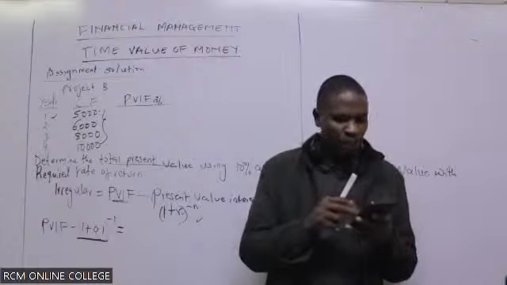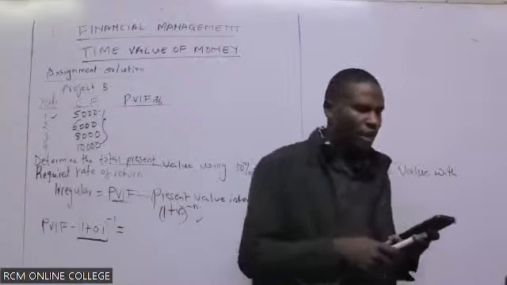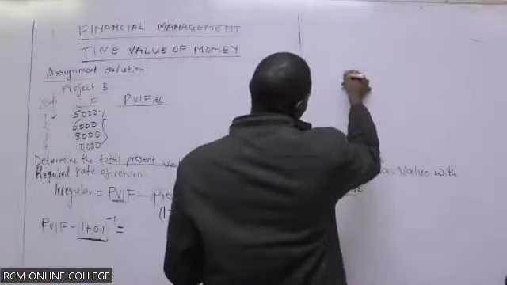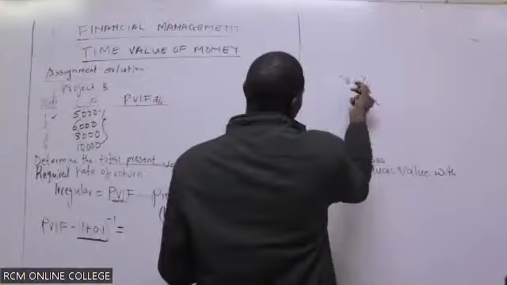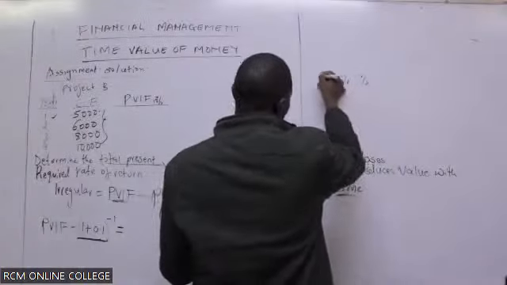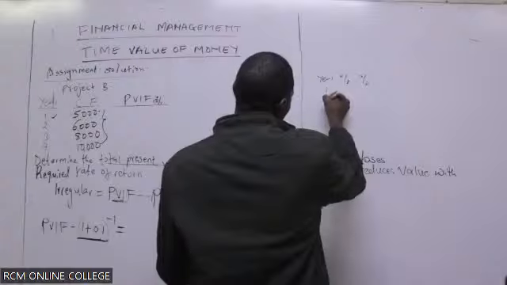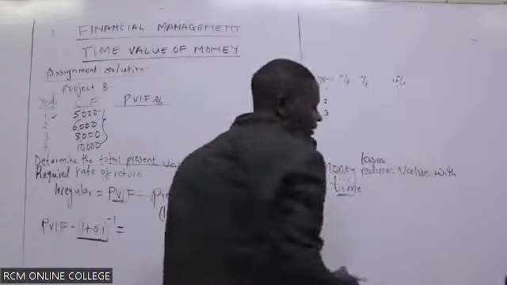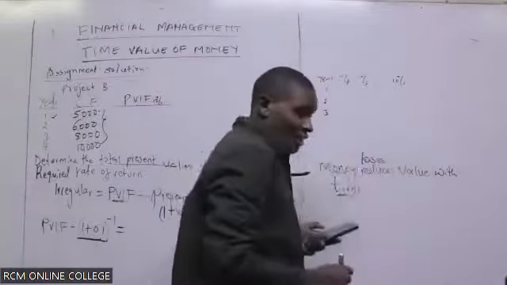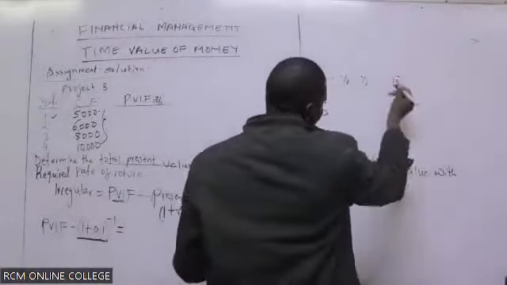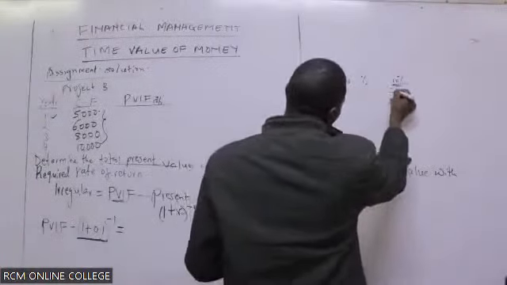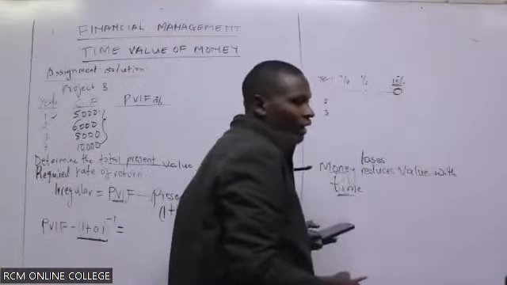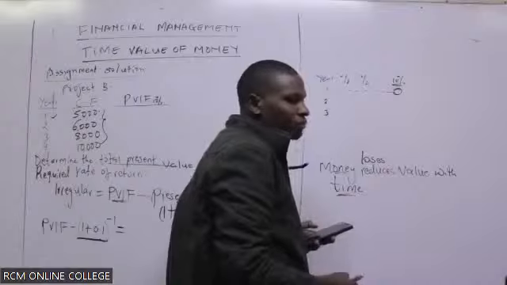For the table, you just look. We are having rows and columns. We are having percentages in the row, and then we are having years downward: 1, 2, 3. So our percentage is 10%. For the person using the table, please go where we have 10%, and then where we have year 1, where they intersect, you read that value. So you say it is 0.9091.